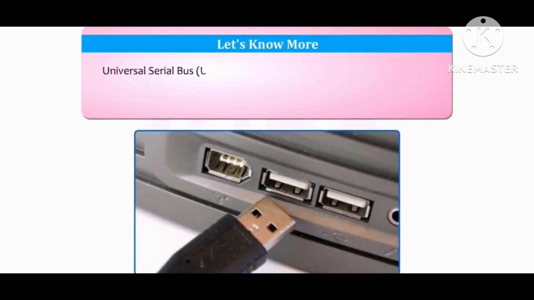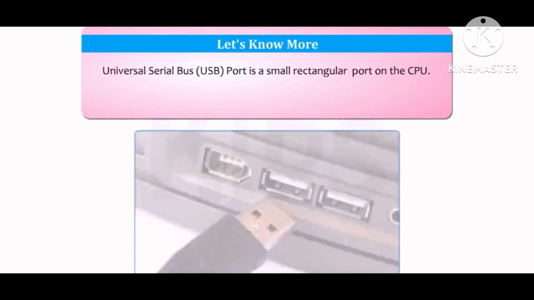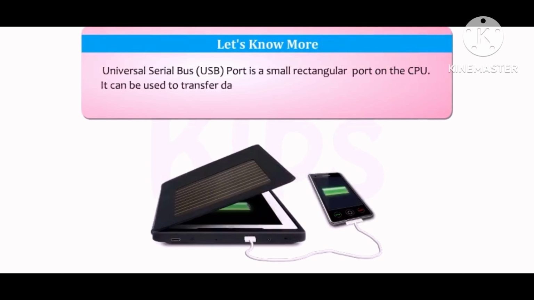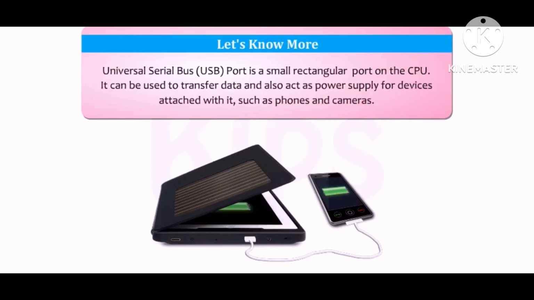Students, let's know more. Universal Serial Bus USB port is a small rectangular port on the CPU. It can be used to transfer data and also act as power supply for devices attached with it, such as phones and cameras.